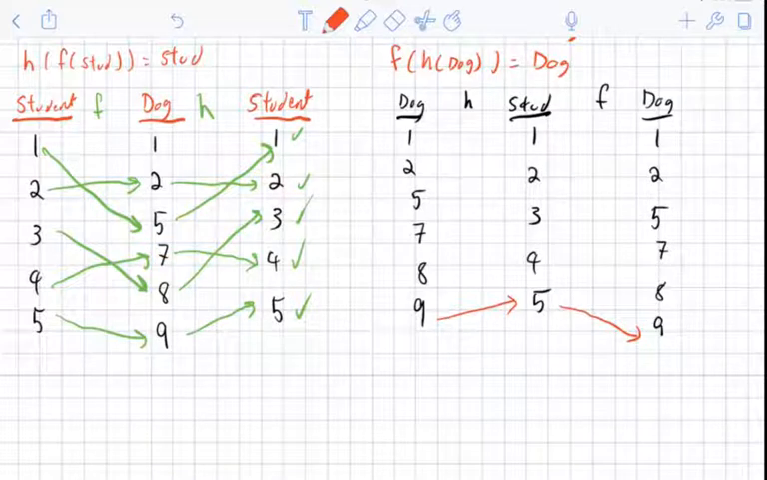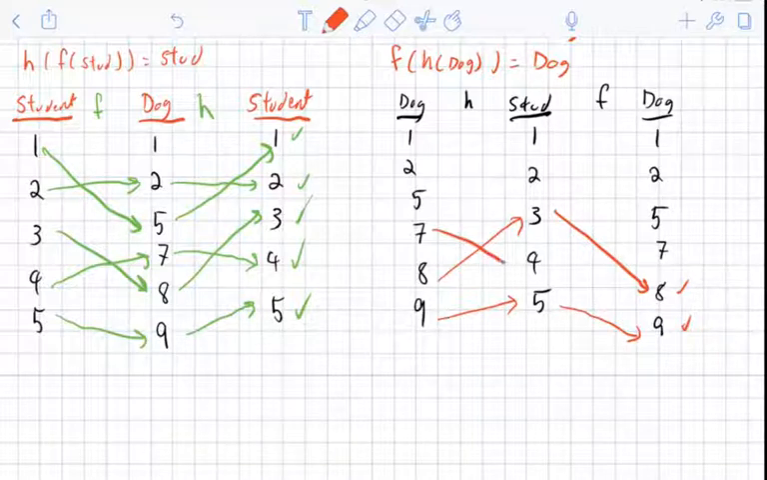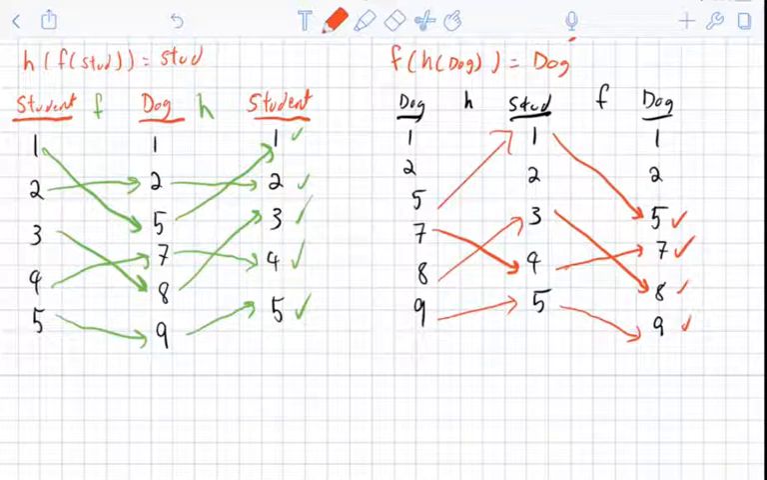You look at dog number 8. That gives you student number 3. And you look up student number 3, and that gives you dog number 8. Check mark, check mark. You look up dog number 7, and that takes you to student number 4. And student number 4 takes you back to dog number 7. Check mark. Dog number 5 takes you to student number 1. Student number 1 takes you down to 5. Check mark. Student number 2 goes to there, and dog number 2, check mark.